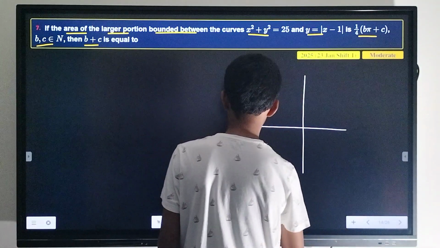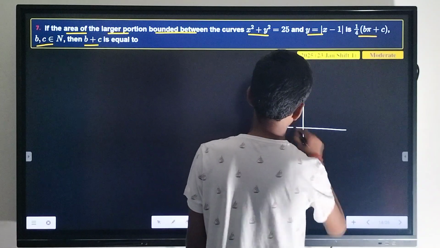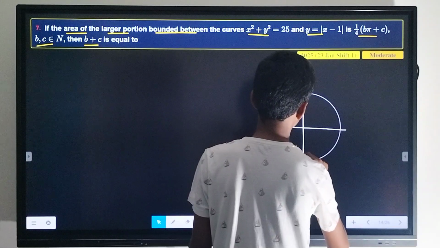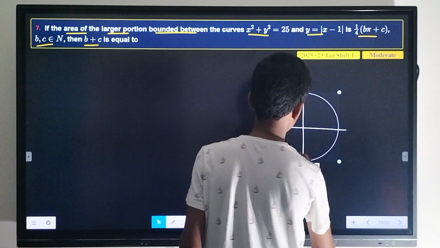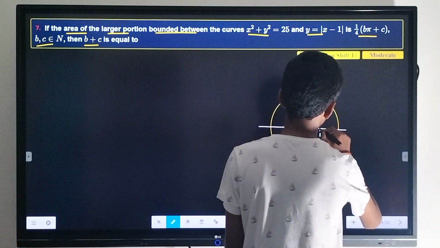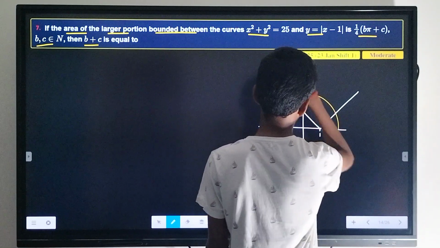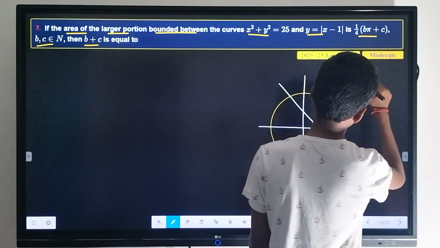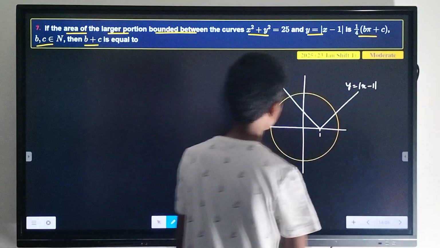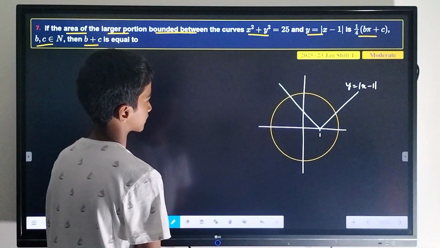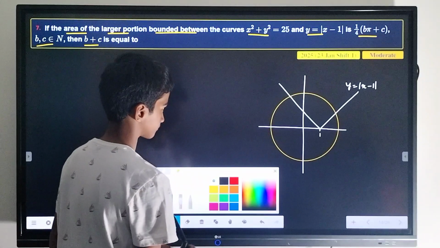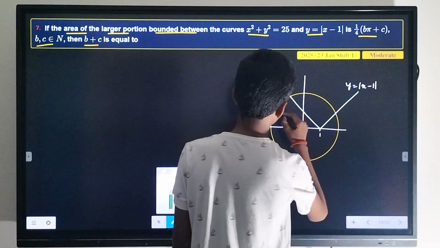Here are our coordinate axes. Let's say this is our circle. And this is point 1. So this is our graph of y is equal to modulus of x minus 1. So here we need to find the area of this region.